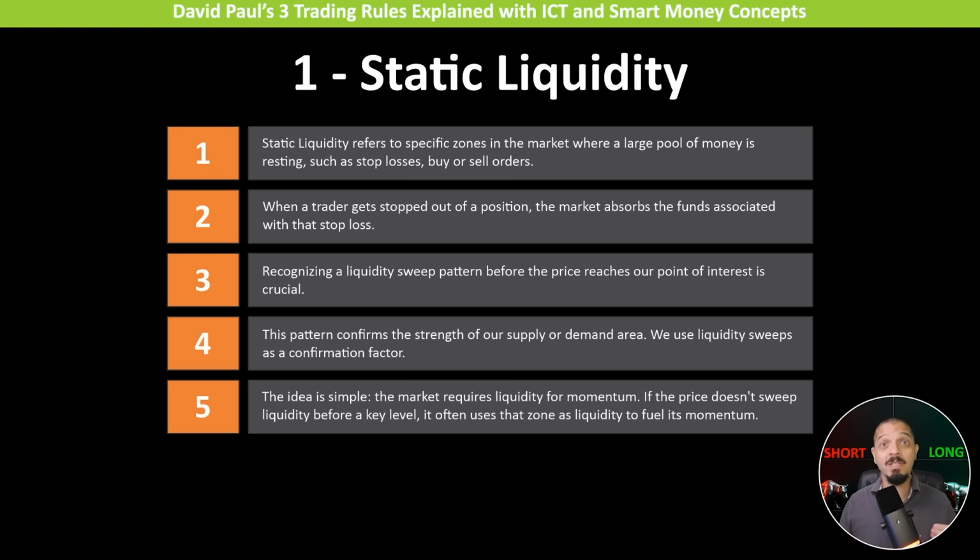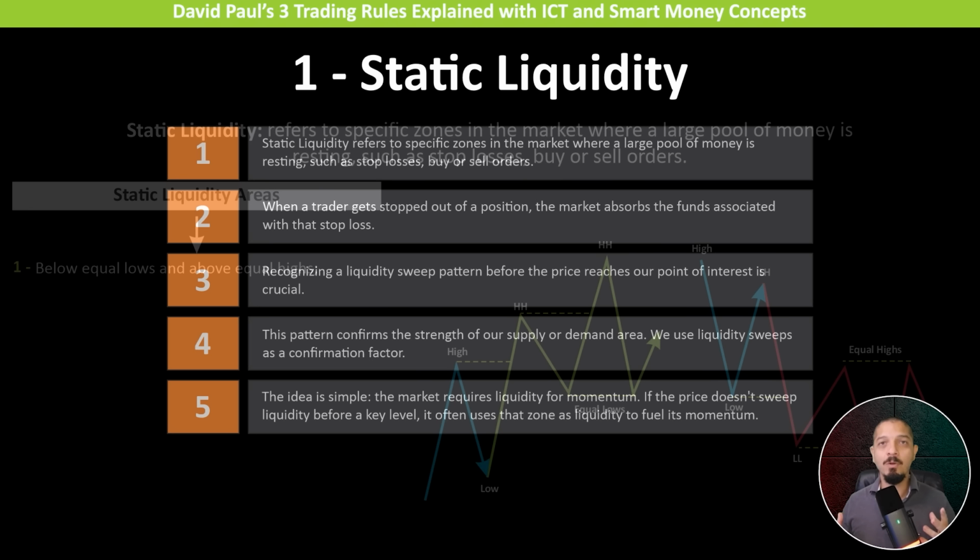We use liquidity sweeps as a confirmation factor. The idea is simple. The market requires liquidity for momentum. If the price doesn't sweep liquidity before a key level, it often uses that zone as liquidity to fuel its momentum. Understanding that price seeks liquidity explains the movement.